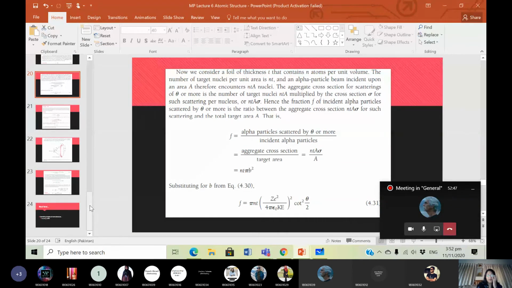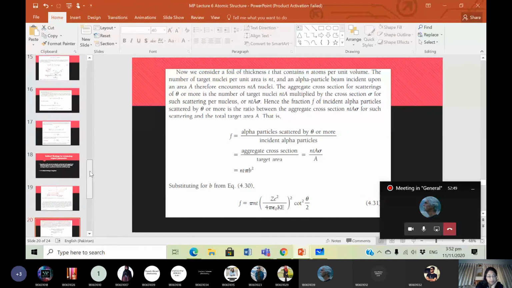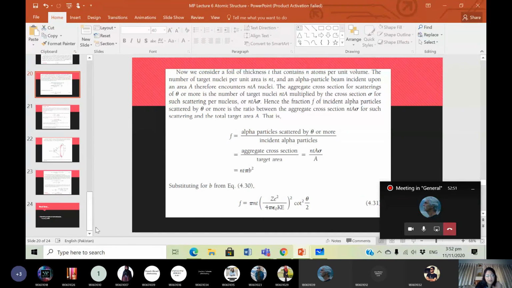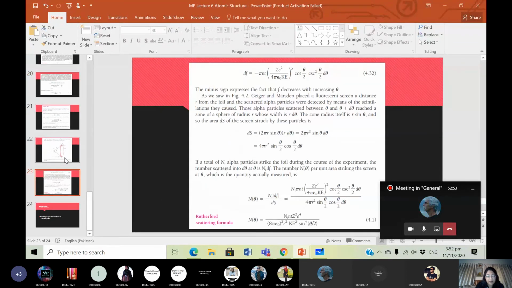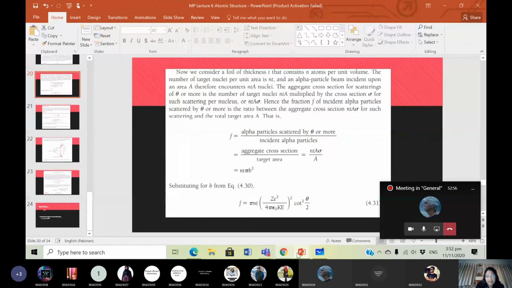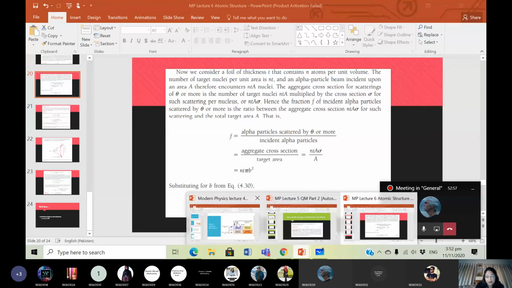Okay. Equation 5.67. Where is that 5.67? It is in the quantum mechanics chapter.